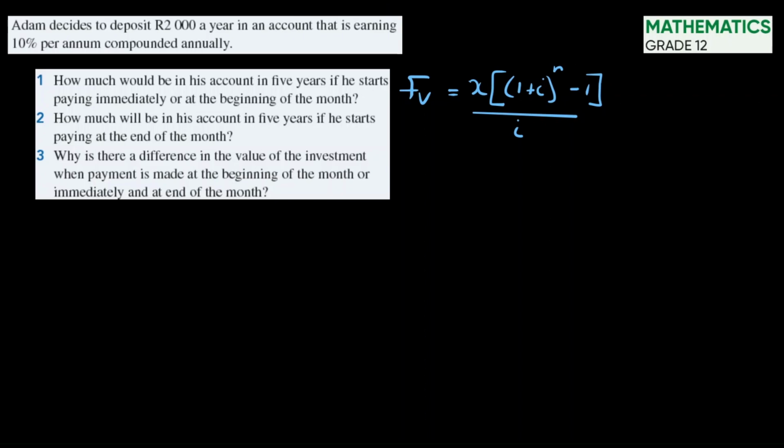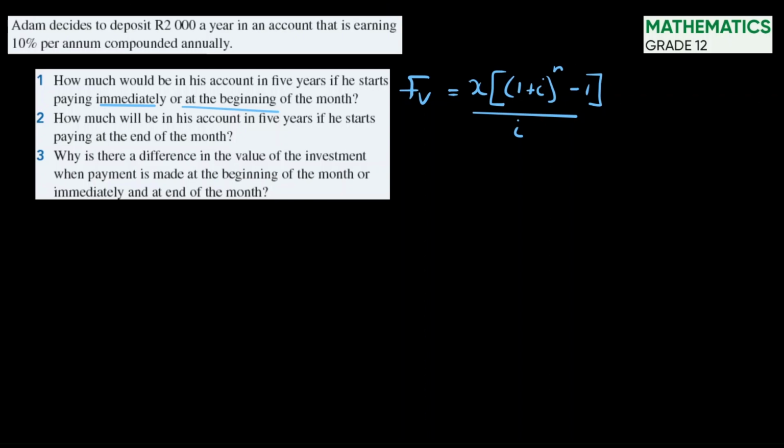So if we're given a question that will help us get a good idea of what future value is, where Adam decides to deposit 2,000 a year into an account that is earning 10% per annum compounded annually. So we know that he's depositing a fixed amount, 2,000, interest 10% per annum. First question, how much will be in the account in 5 years if he starts paying immediately? Keyword immediately or at the beginning of the month. So immediately or at the beginning of the month is virtually the same thing.